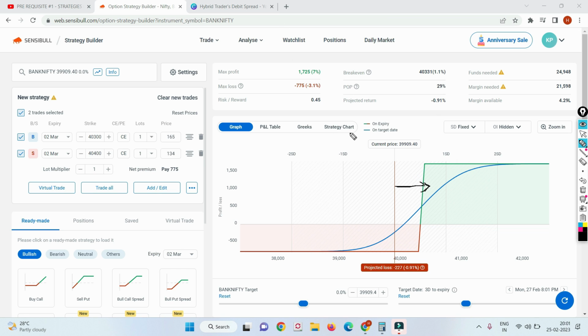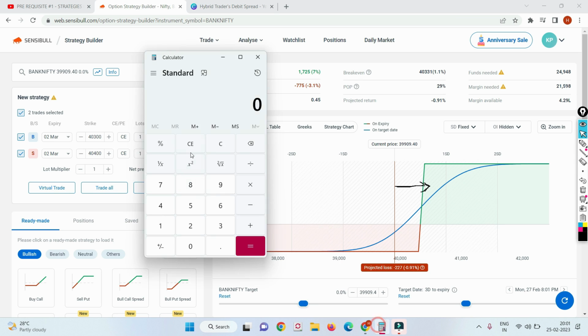Maximum what you can do is, let me show you. The moment the market goes up 1%, let's say tomorrow the market goes up 1%, you will have 668 rupees profit on a capital of 21,000. So let me show you. Around 700 rupees profit tomorrow.